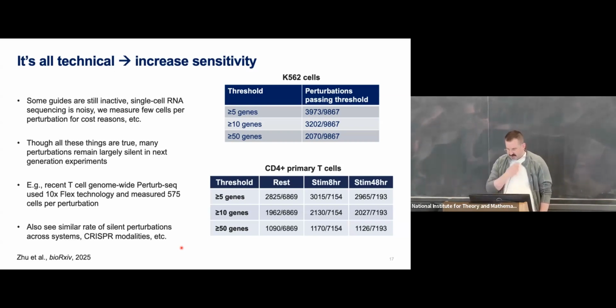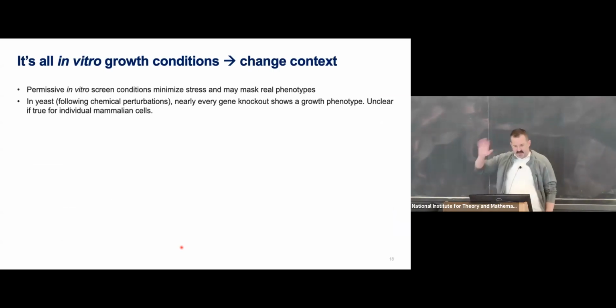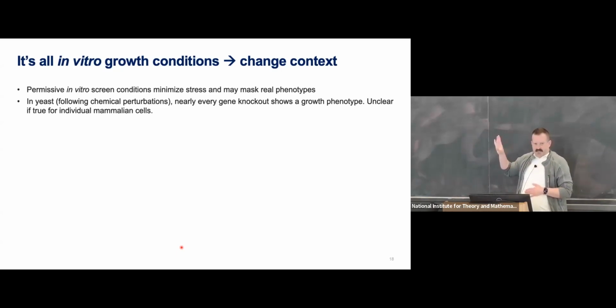The other thing that's been raised is maybe it's all growth, it's all in vitro conditions. So we grow cells in very permissive contexts, and maybe that's suppressing these phenotypes. There's a well-known literature in yeast that if you just take yeast and put them in different environmental conditions, it will elicit a phenotype for every gene in the genome, essentially. I will say it's unclear that that's true for mammalian cells, which are obviously supposed to be part of a multicellular organism.